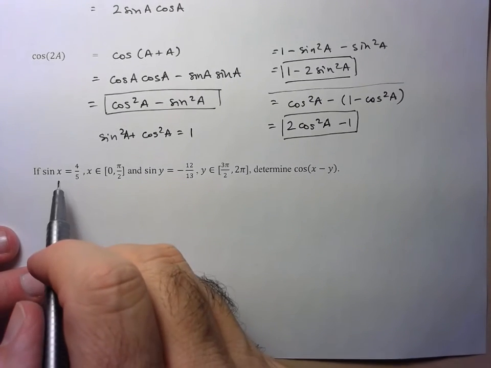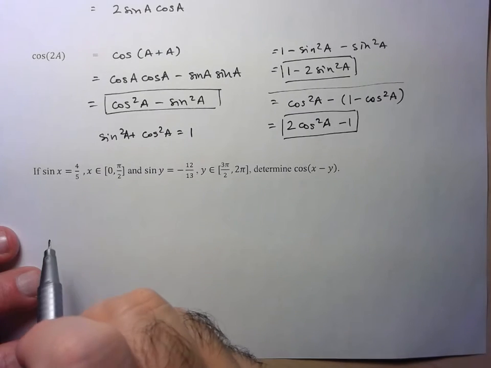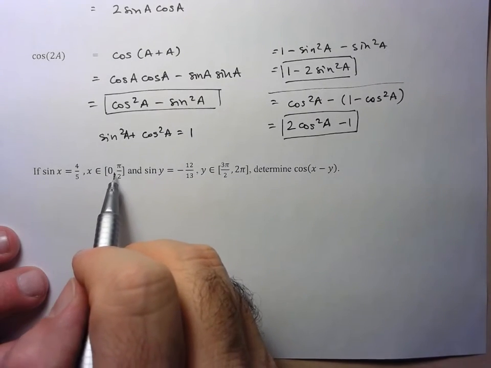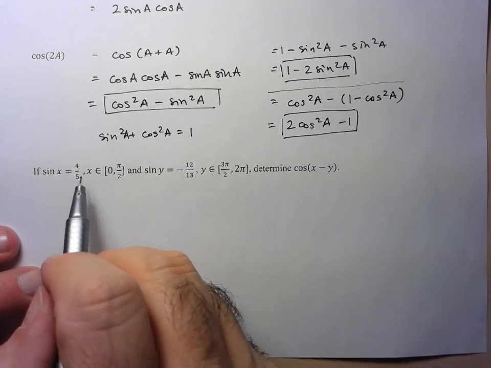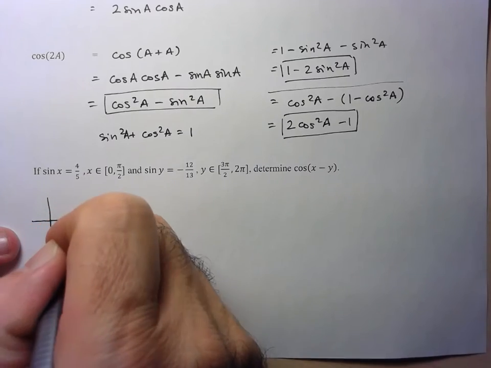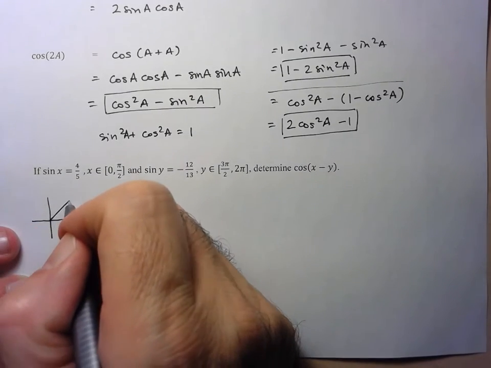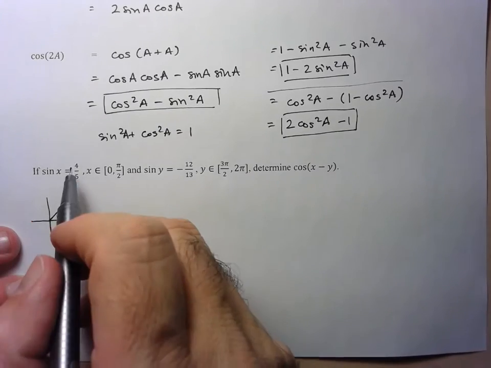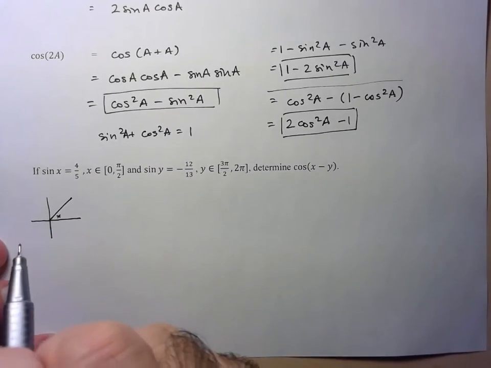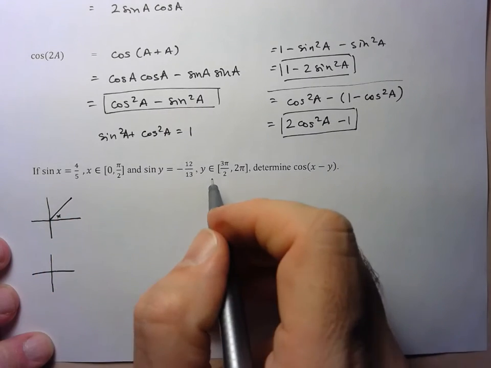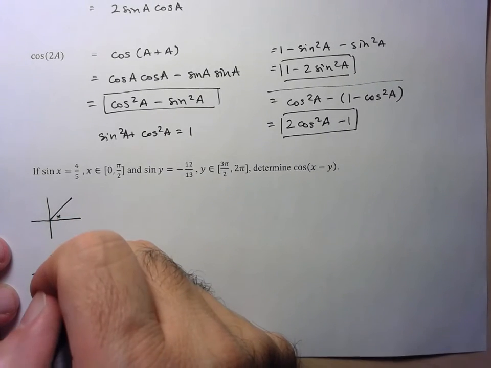Notice that they don't tell us what x is as an angle, but they do tell us that it's in the first quadrant because it's between 0 and pi over 2, and they tell us its sine value. So let's draw ourselves a little diagram here. I know I have some angle x in the first quadrant, and I know the sine value is 4 over 5. And then for the other one, they don't tell me what y is, but they do tell me that it's in, well, this would be in the fourth quadrant.